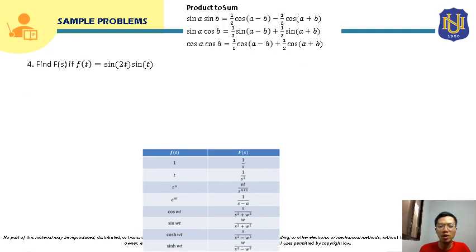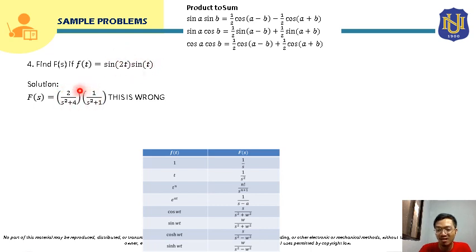Okay, for sample problem number 4, find f of s if f of t is equal to sine 2t times sine t. So as you can see here, the given f of t is a product of sine 2t and sine t. So we cannot do in our solution that its Laplace transform will just be the Laplace transform of sine 2t multiplied by the Laplace transform of sine t, which is this.